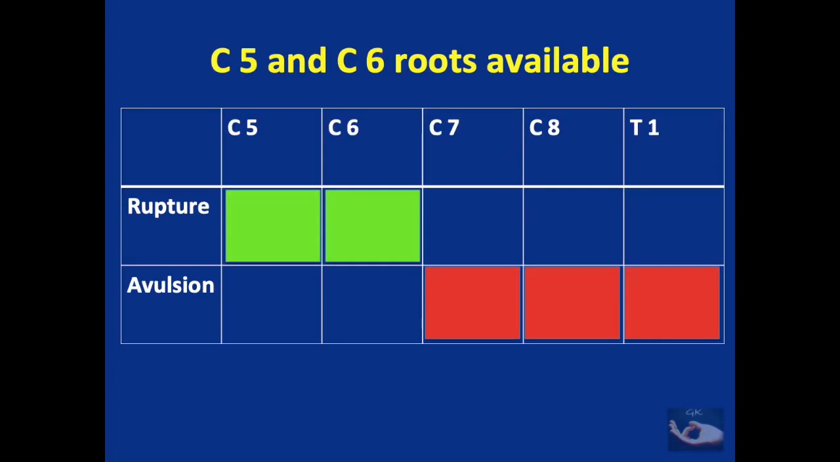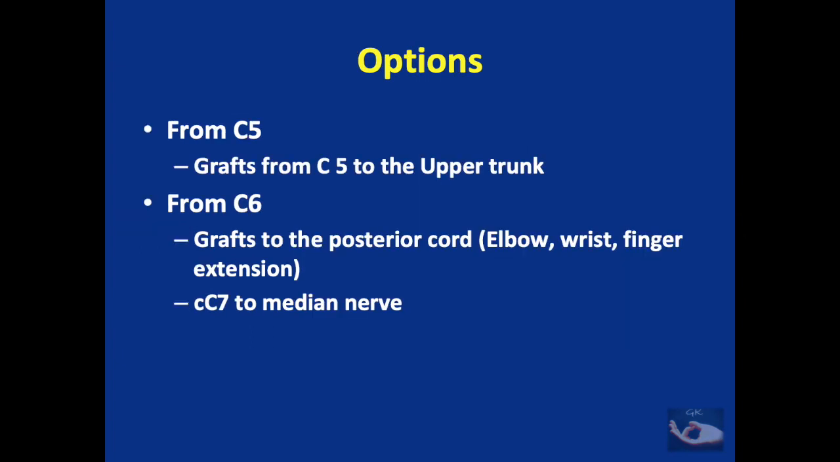When 2 roots are available, usually the C5 and C6 roots, they can be used individually. From C5, grafts can be applied to the upper trunk, and from C6, grafts to the posterior cord to achieve elbow, wrist and finger extension, and the contralateral C7 can be used to neurotize the median nerve for finger flexion.